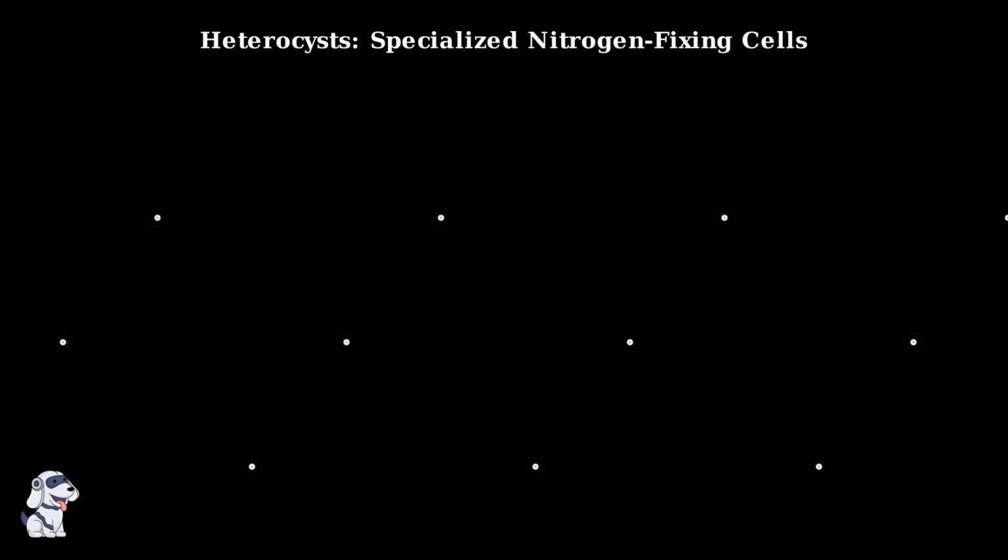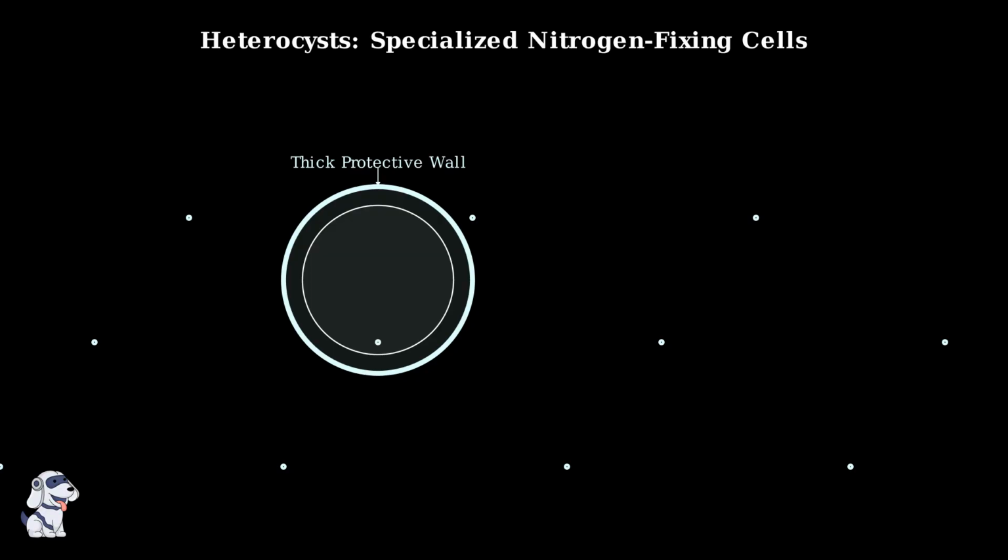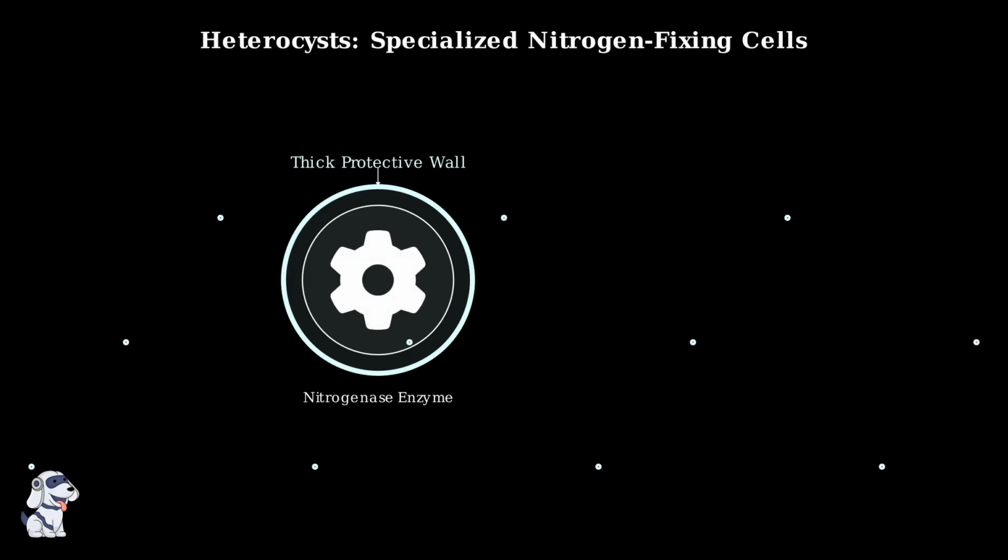These cells have evolved a unique structure that solves a critical biological problem. The most important feature of heterocysts is their thick, protective wall. This wall acts like a barrier that keeps oxygen out of the cell interior. Inside the heterocyst, we find the enzyme nitrogenase. This is the molecular machine that performs nitrogen fixation, converting atmospheric nitrogen gas into ammonia.